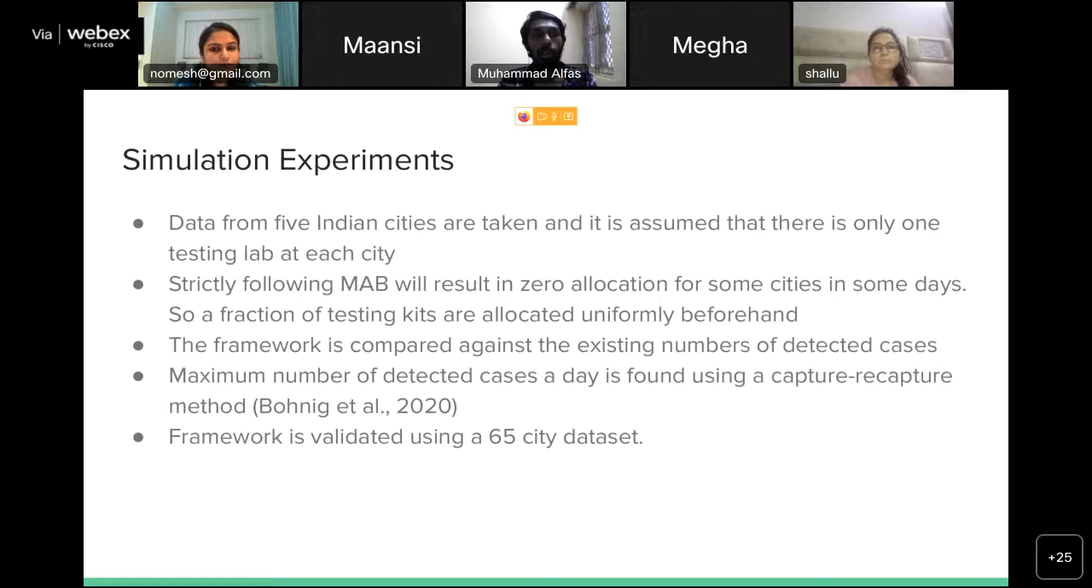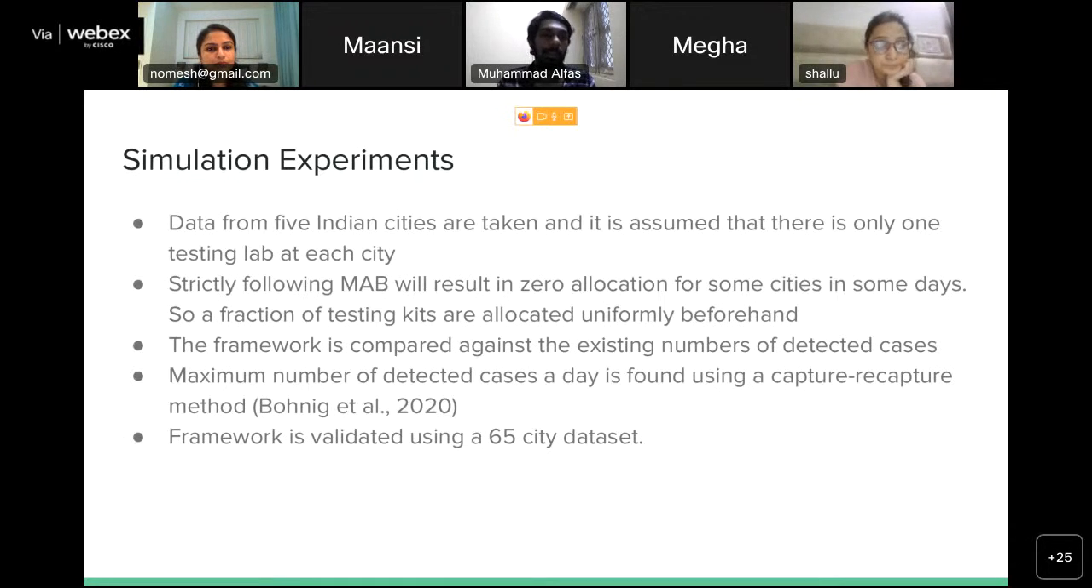To find out the efficiency of the allocation framework, we did some simulation experiments. For the simulation experiments, the data is taken from 5 major Indian cities. And we assume that there is only one testing lab in each city. The relevance of this assumption is that we can do the pooling at a lab level only. Since people come to only one lab at a time, we cannot ask people to come to different labs. So it will be very difficult.